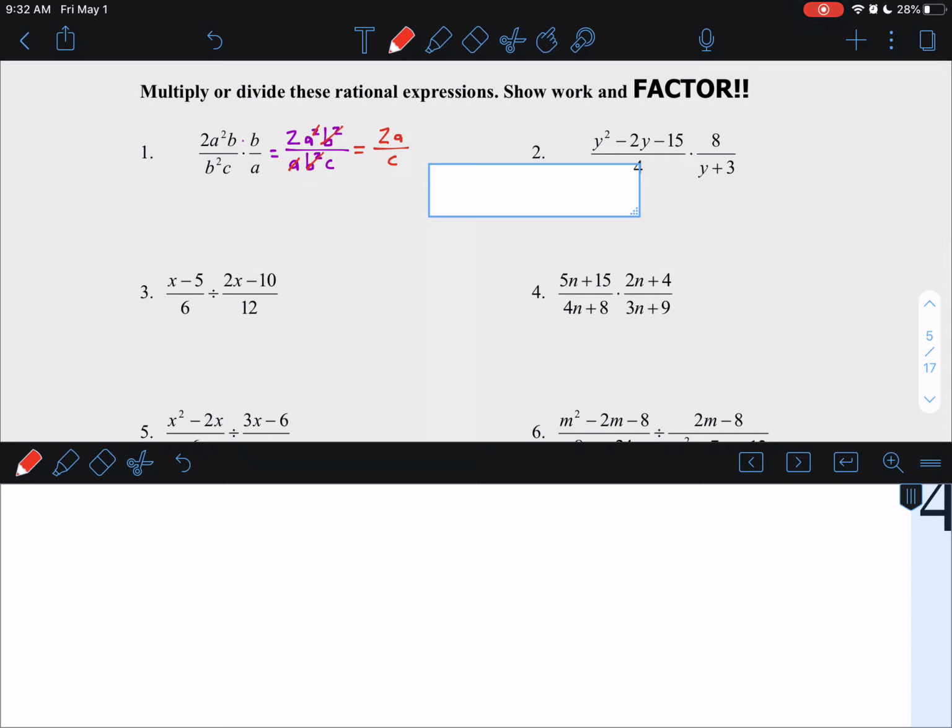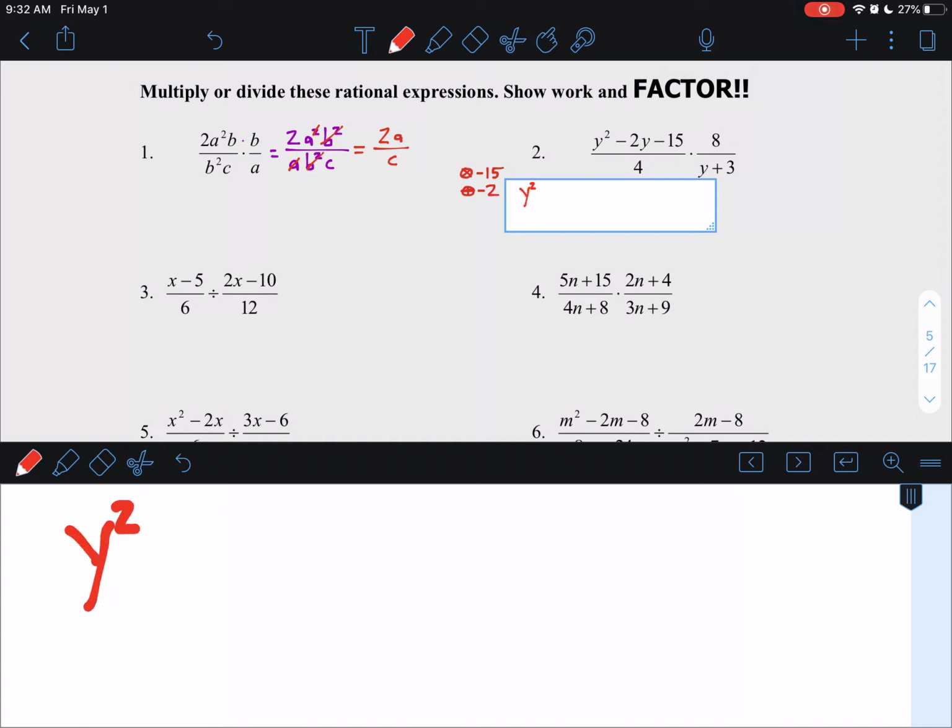I'm looking for 2 numbers that are going to multiply to be negative 15, but they're going to add up to be negative 2. And those 2 numbers are going to be negative 5 and positive 3. Because negative 5 times 3 is negative 15, negative 5 plus 3 is negative 2. So now I'm factoring this y squared minus 2y minus 15.